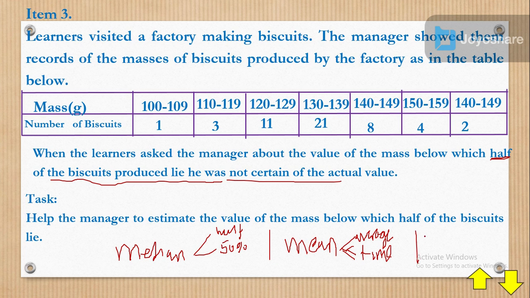The next term is mode. When do you use the word mode? If they use the words most appearing, that means mode. If they use the word several times, that means mode. If they use the word always, that means mode. If they use the words most of the times, that is always mode. If they use the word highest, that is mode.